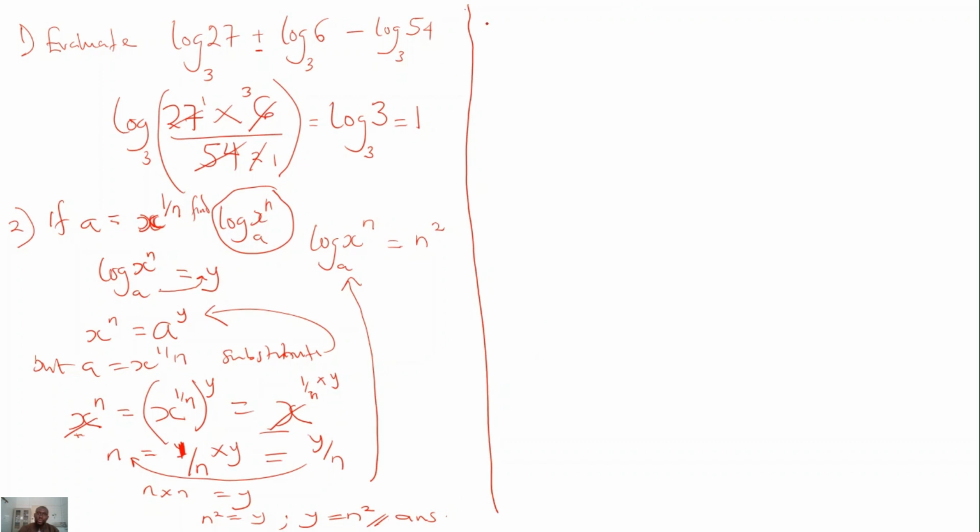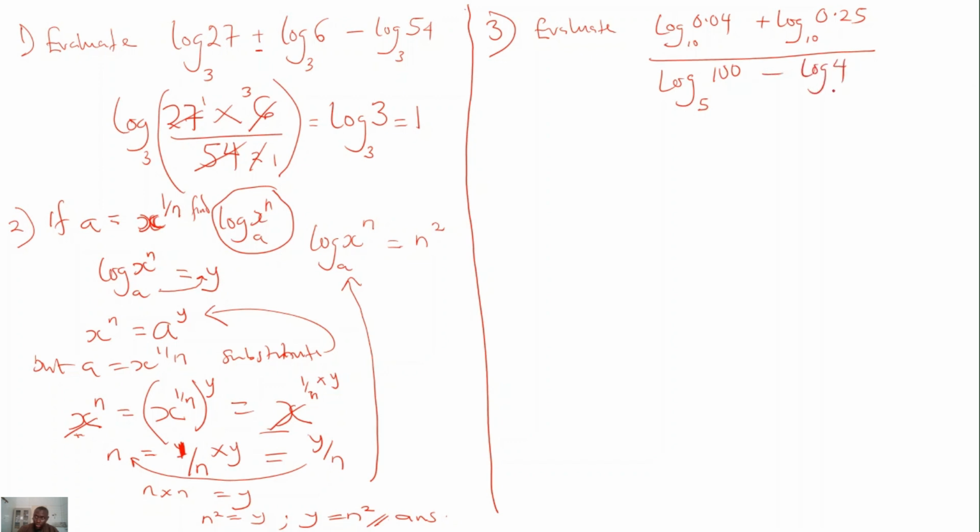Let's look at another example. Example 3. They said that we should evaluate log 0.04 into base 10 plus log 0.25 into base 10, all over log 100 into base 5 minus log 4 into base 5.